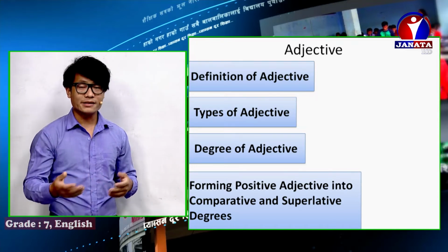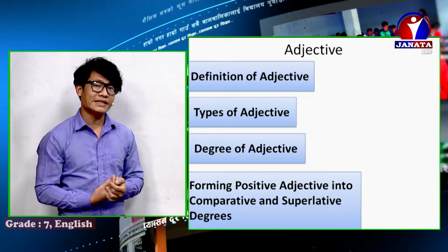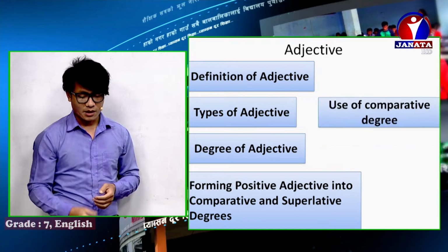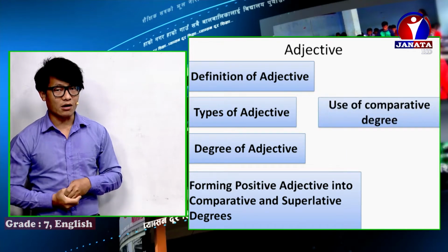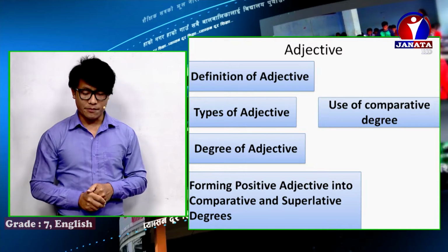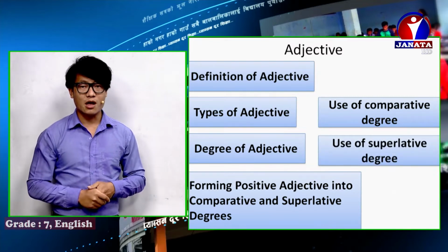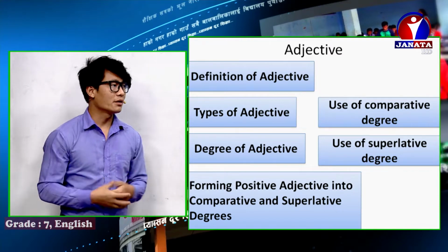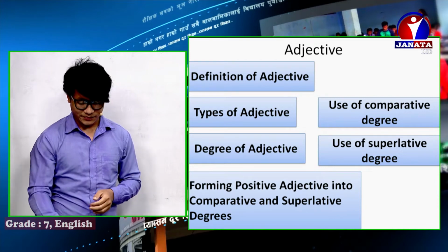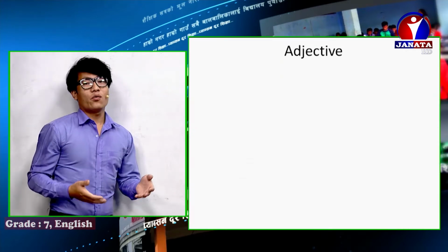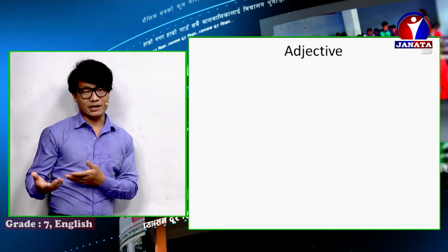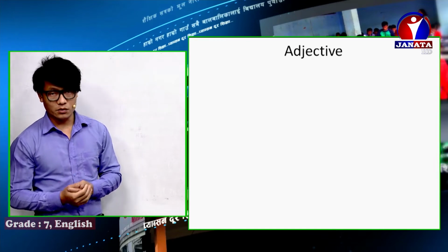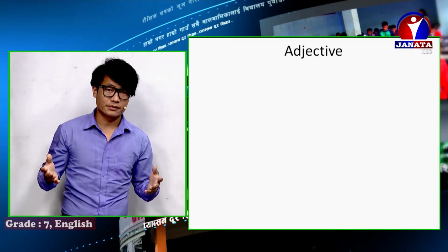There are several rules for changing positive degree into comparative and superlative degree. Next, obviously, we need to talk about the use of comparative degree and the use of superlative degree. Okay? So let's start our class with the definition of adjective. If I ask you the question, what is an adjective, then obviously you may have your formal knowledge and information about adjective.